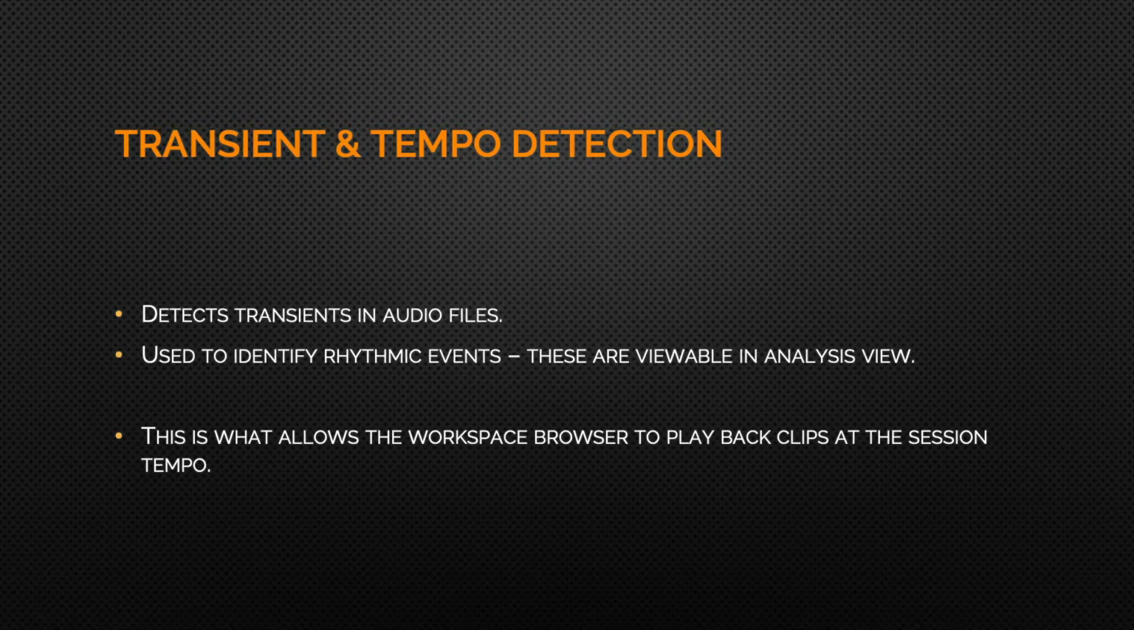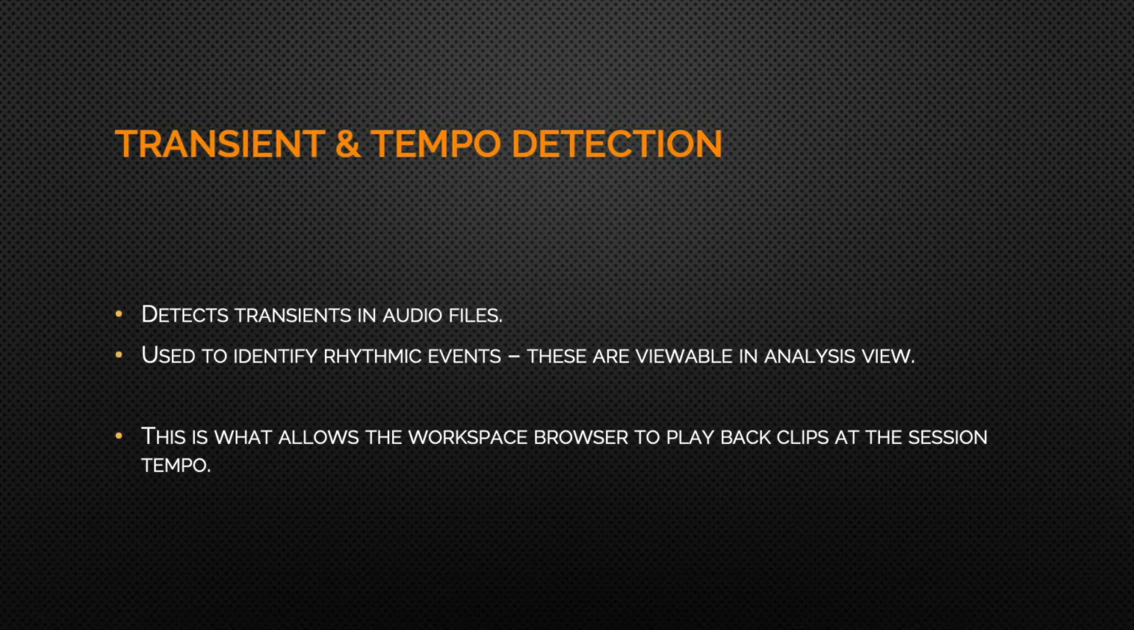Analyzed files in which a tempo has been detected are treated as tick-based files, meaning they contain timing information referenced to bars and beats. Tick-based files can be auditioned at the session tempo from a workspace browser. They can also be conformed to the session tempo map when imported or placed on an Elastic Audio-enabled track.